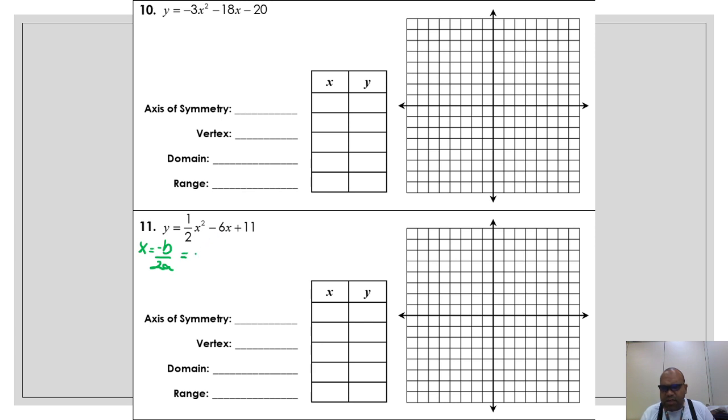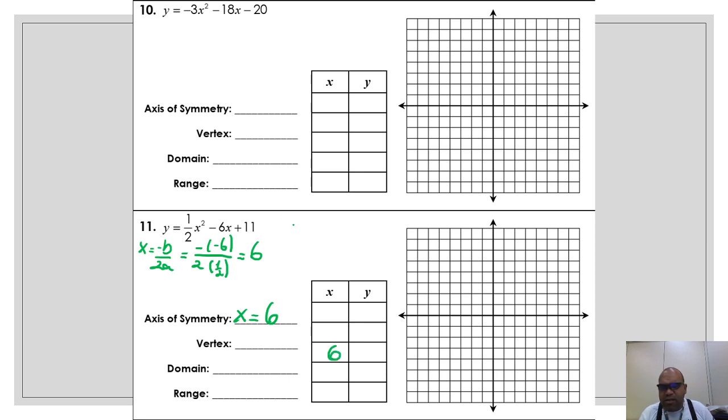Negative b is negative negative 6 over 2 times a, 2 times a half. Okay, great. I got it. This negative 6 becomes positive 6. 2 times a half is 1. 6 divided by 1, the x of symmetry, is 6. Here's the middle row, I know it's 6.